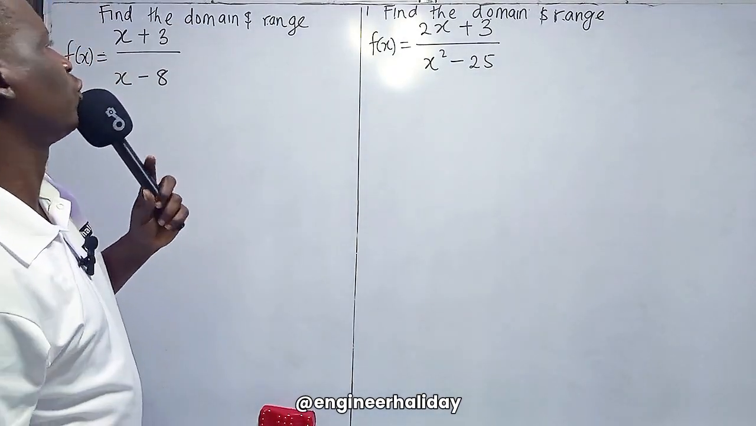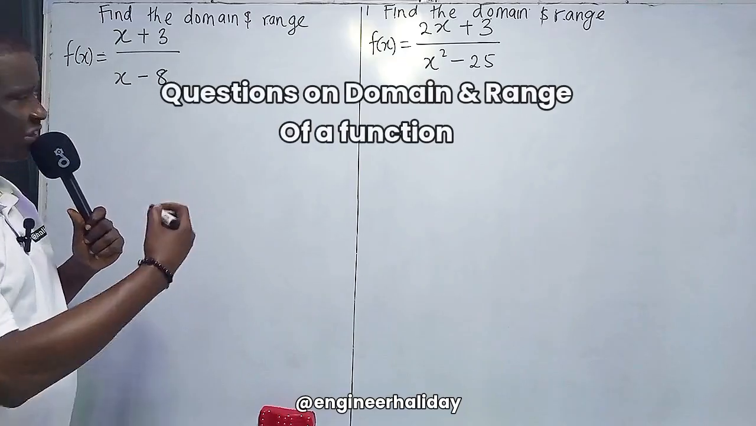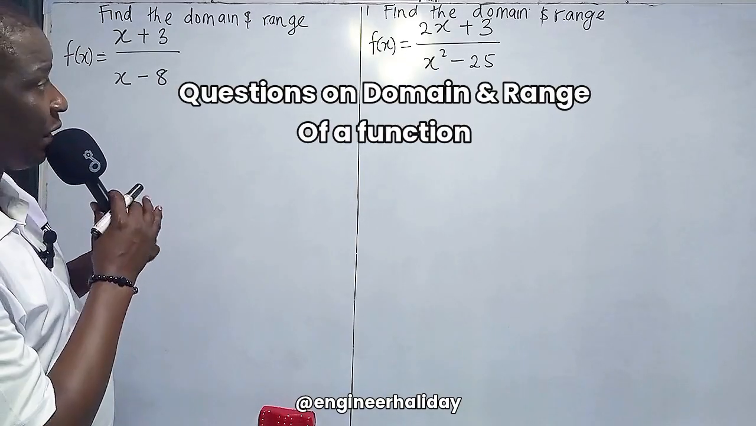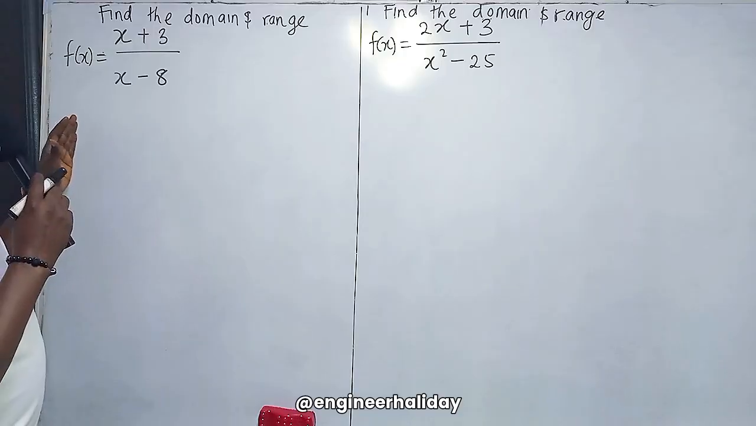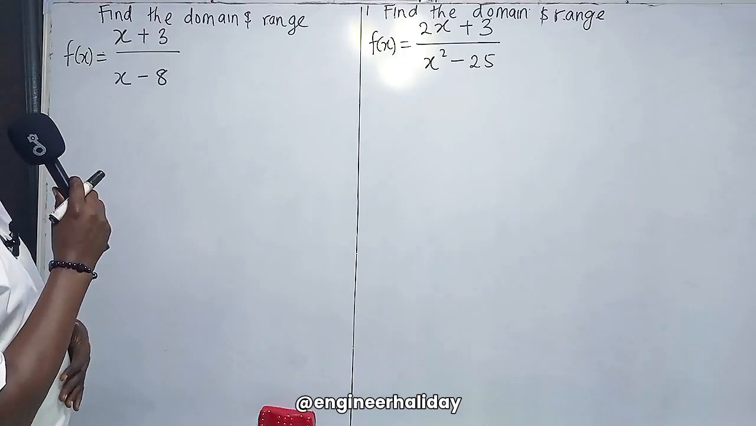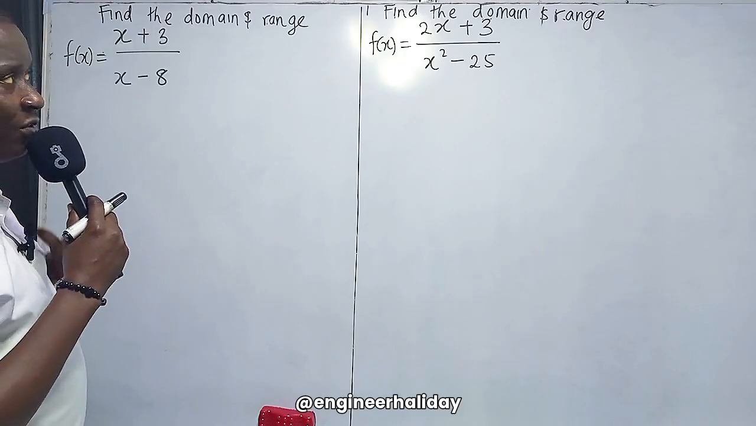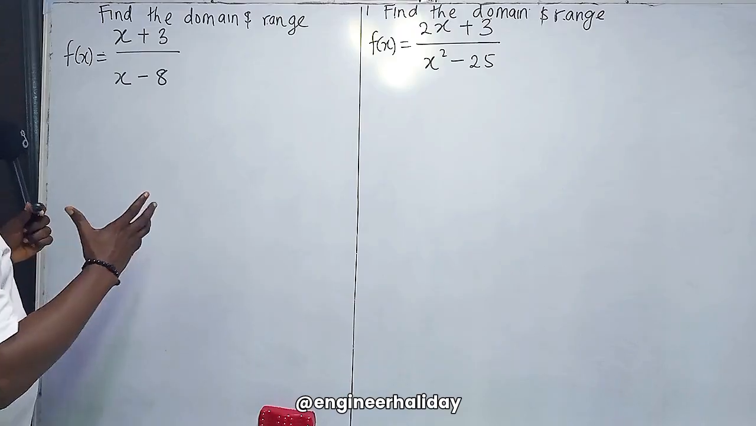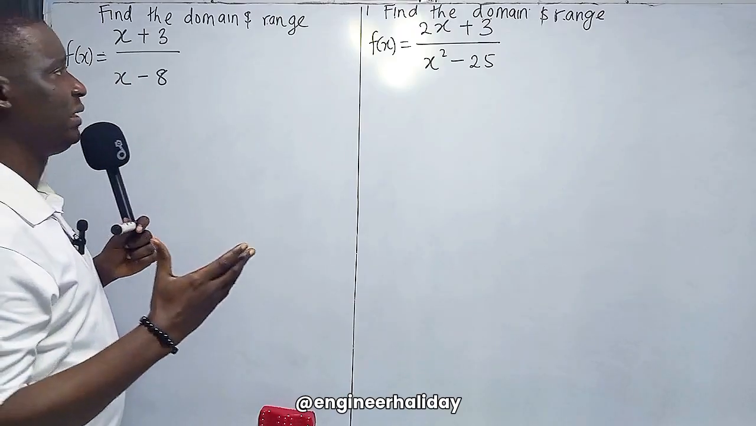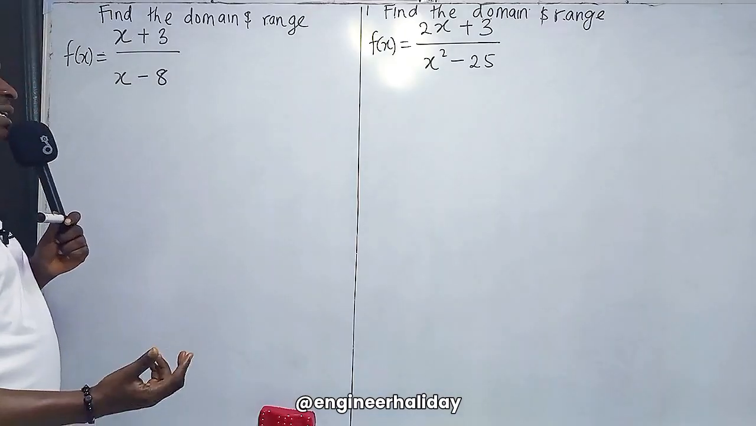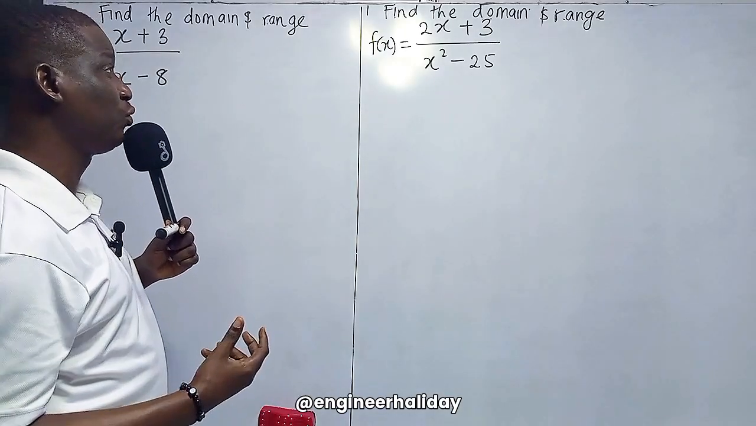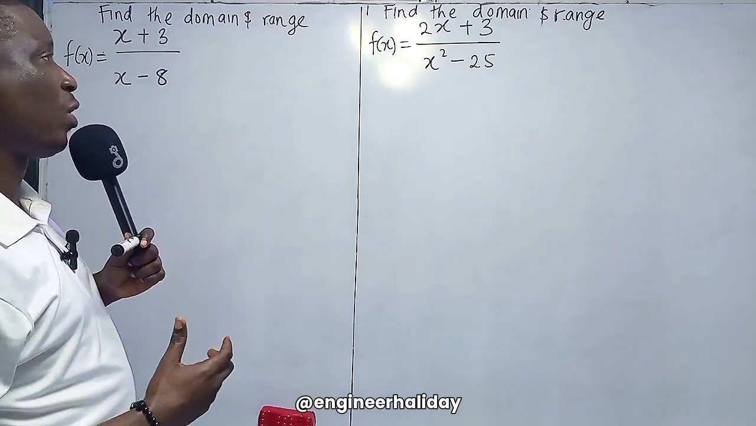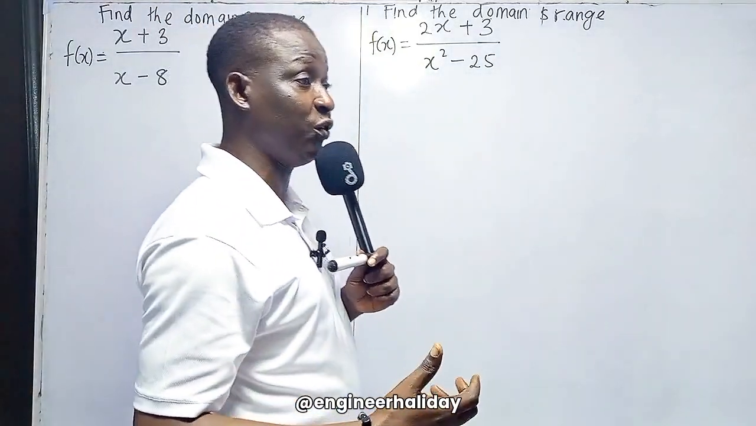I want to solve this question, or questions, on domain and range of a function. I want you to listen, because the interesting part of these two questions is that they are rational functions. You should know that to find the domain, it is a set of values of x, which is the actual input. And the range is the actual output, which is the set of values of y.